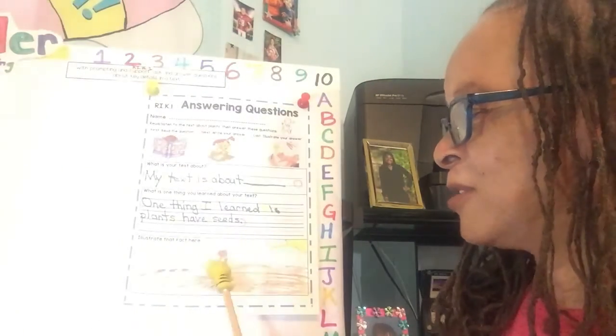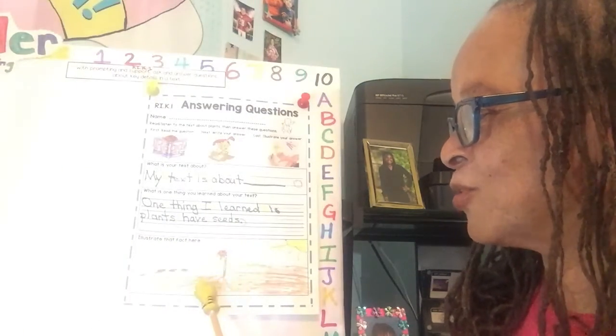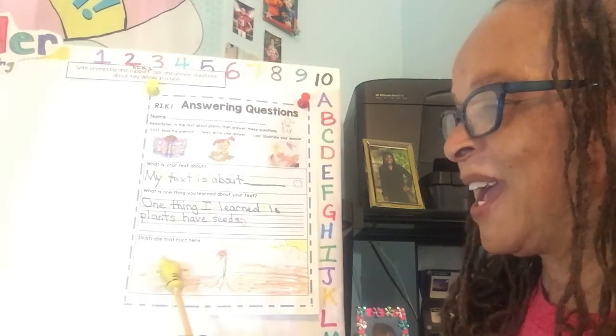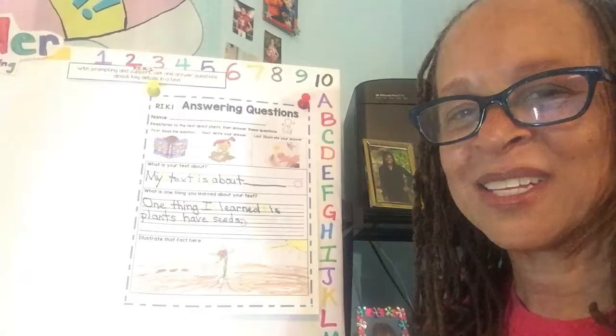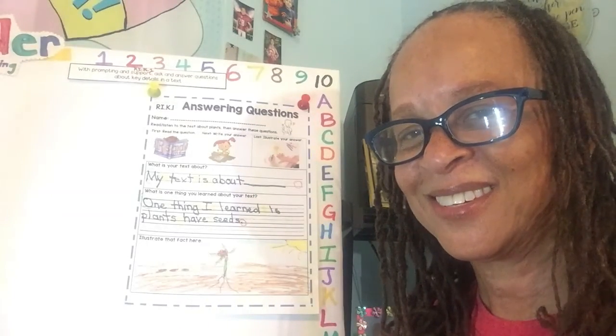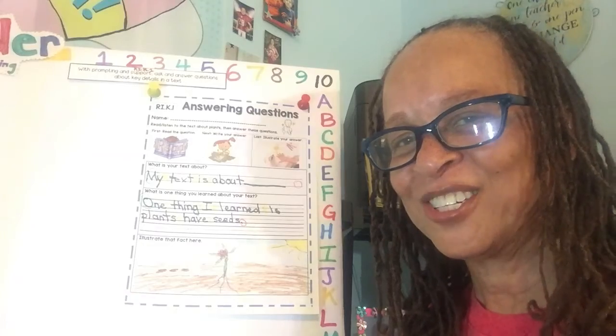I illustrated by drawing a plant, drawing roots, and a flower, and some seeds that have been planted so new flowers can grow. How did you do?